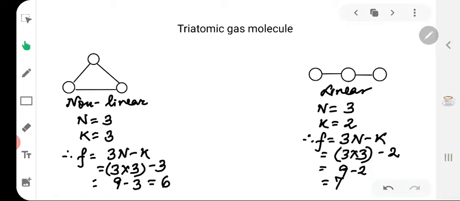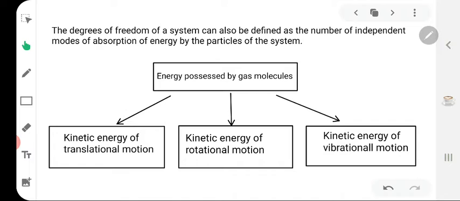So now this is one way of deciding the degrees of freedom, but there is another way too. A collection of gas atoms or molecules in a vessel is a thermodynamical system. The gas atoms or molecules are in random motion and possess energy due to their different types of motion. So, the degrees of freedom of a system can also be defined as the number of independent modes of absorption of energy by the particles of the system.